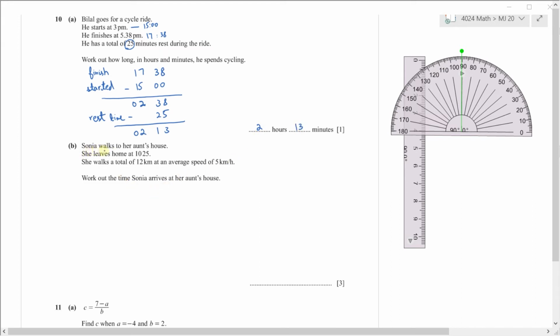Part B is Sonia walks to her aunt's house. She leaves home at 10:25. She walks a total of 12 kilometers at an average speed of 5 kilometers per hour. Work out the time Sonia arrives at her aunt's house. So first we need to calculate the time taken for the journey.